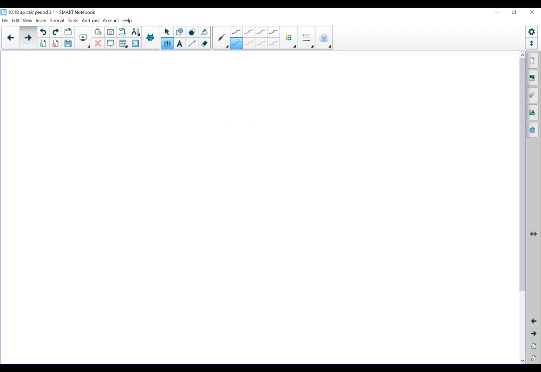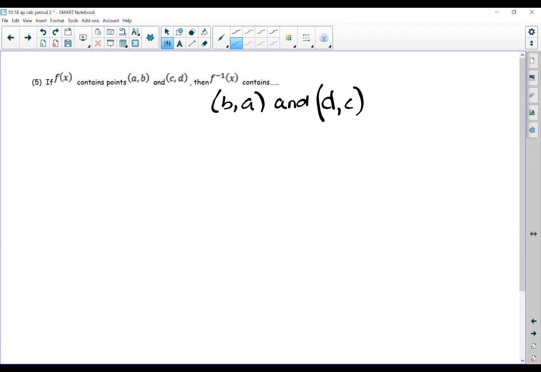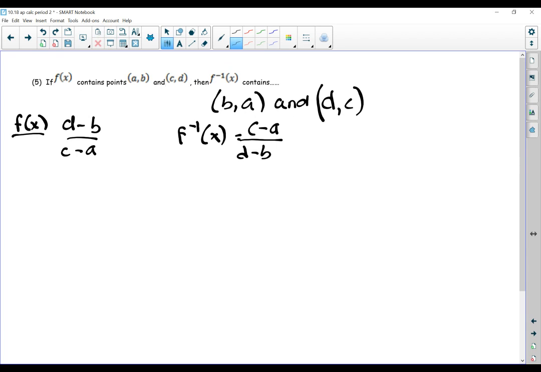Okay, which leads us to the next thing. If f of x contains the points (a, b) and (c, d), then f inverse contains the points (b, a) and (d, c). Now let's think about what that would mean for the slope. If we've switched, let's think about the rate of change here. F of x's rate of change would be (d minus b) over (c minus a). F inverse's rate of change would be (c minus a) over (d minus b).